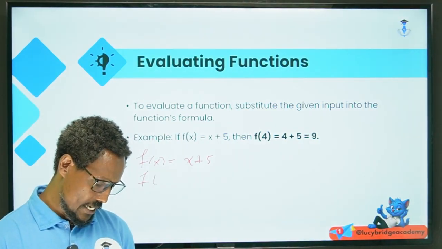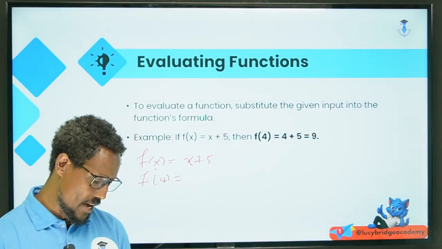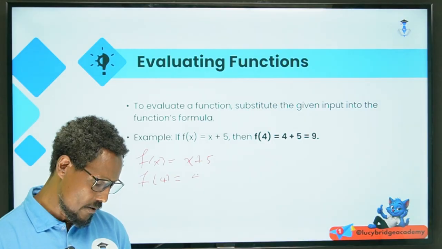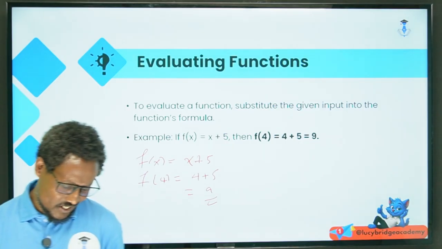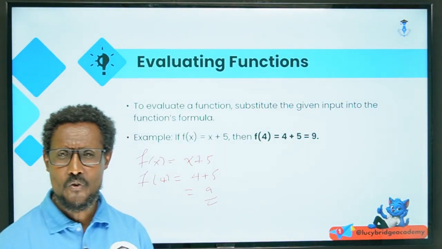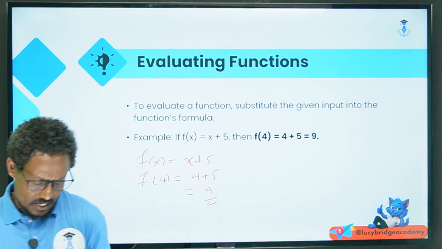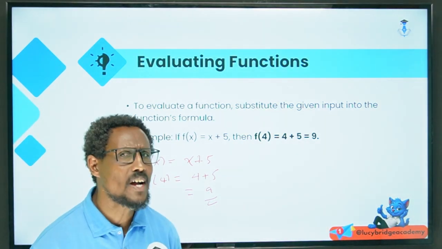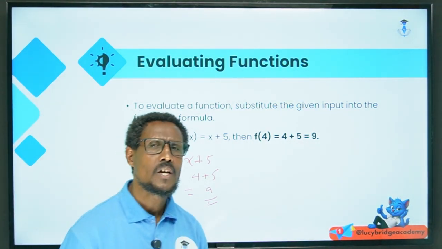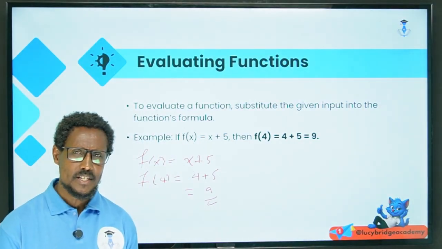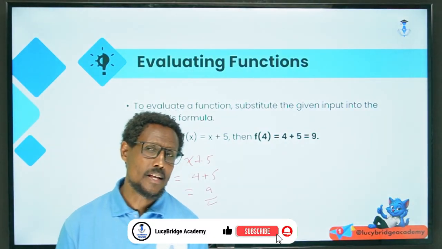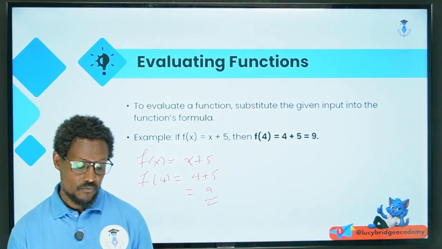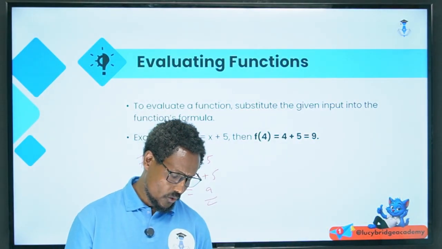በx ቦታ 4 መተካት ማለት ነው። f of 4፣ x plus 5 በሚለው ቦታ ደግሞ 4 plus 5 እናደርጋለን። Therefore 4 plus 5 is 9. So the functional value is 9. Whenever the value of x is 4, the functional value is 9, or the value of f of x is 9, the value of y is 9 እንላለን። 9 is the value of f of x. 9 is the functional value. 9 is the value of y. But what is the value of x? 4.